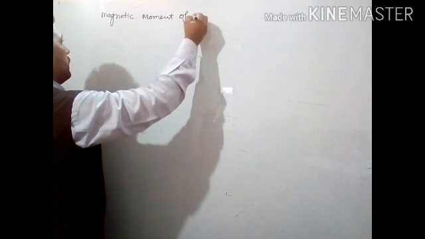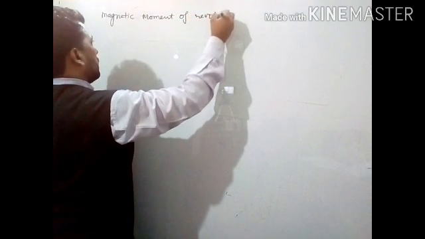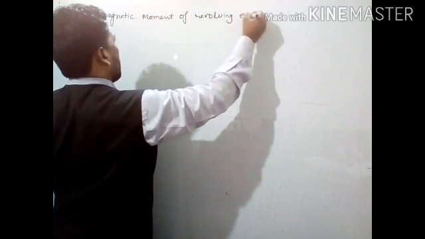And now let me discuss the magnetic moment of a revolving electron. Okay, magnetic moment of revolving electron.